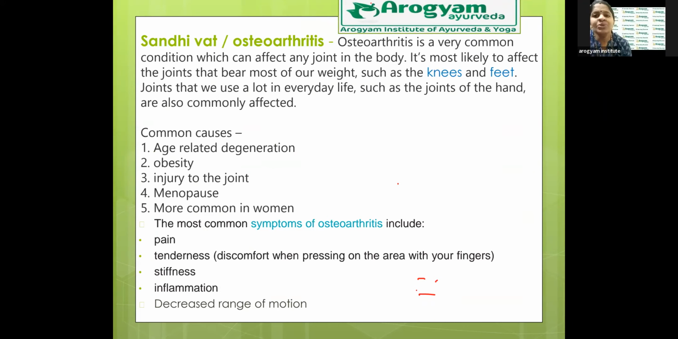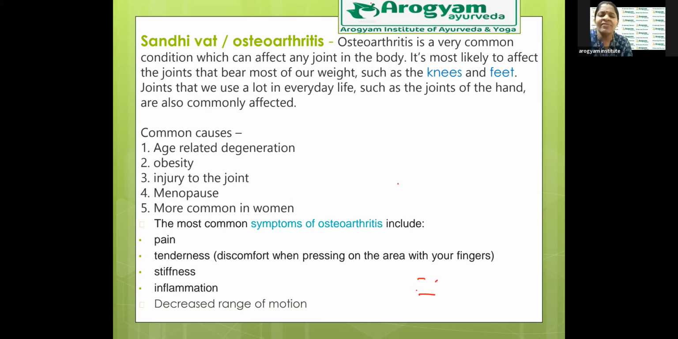Now let us move on to another very important topic called Sandhivat or osteoarthritis, which is also an age-related, geriatric issue. And then हम इसे consider कर सकते हैं कि wear and tear की वजह से या drying up of the synovial fluid की वजह से ये होता है, right? Osteoarthritis is a very common condition which can affect any joint in the body.